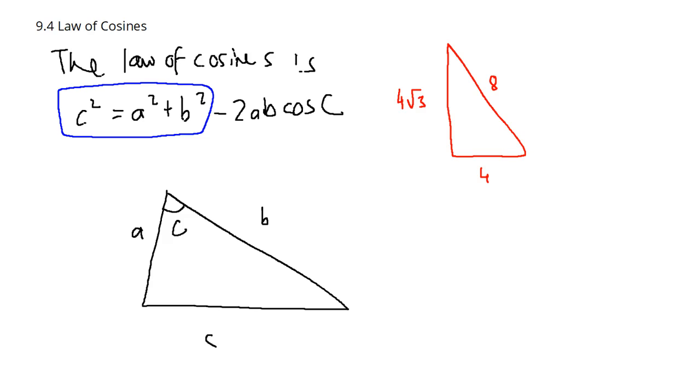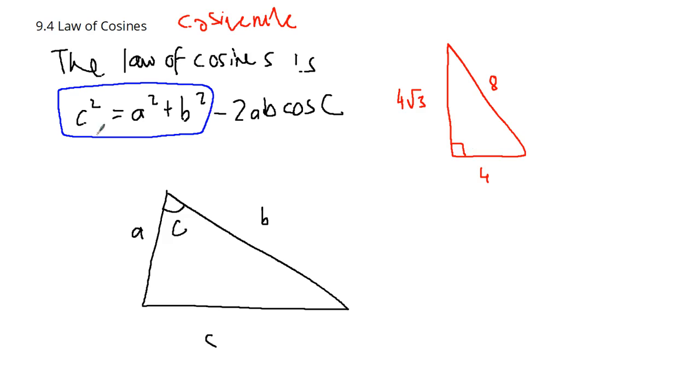So anyways, the law of cosines, or the cosine rule. I should put cosine rule as well. So that's the two things, right? The law of cosines or the cosine rule. And the law of cosines is c squared equals a squared plus b squared minus 2ab cosine c.